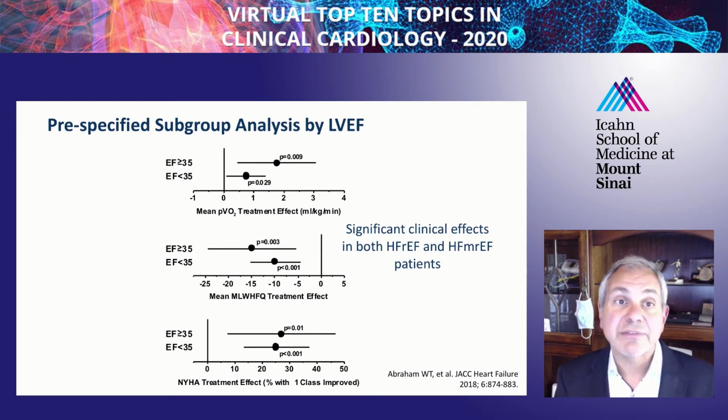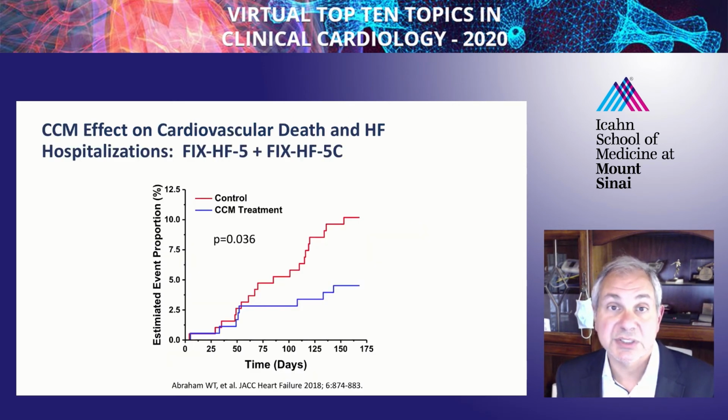In both HFrEF patients, those with ejection fractions less than 35%, and what we might call the HFmrEF, or mid-range or mildly reduced EF patients with ejection fractions ranging from 36 to 45%. There were significant clinical effects in both groups of patients.